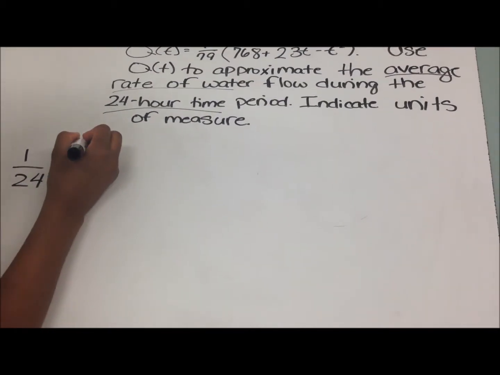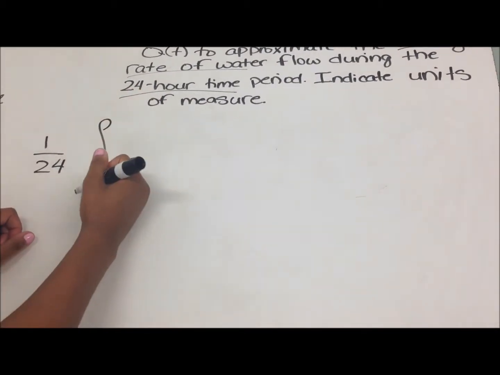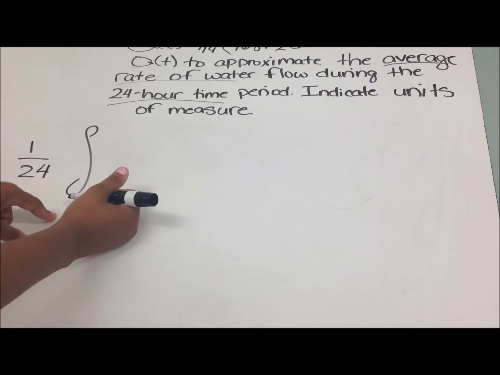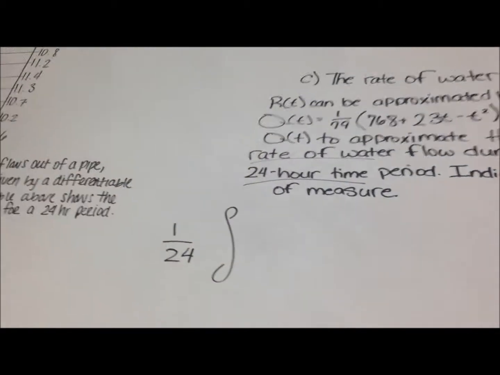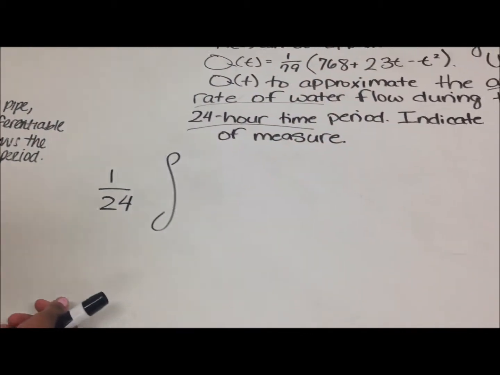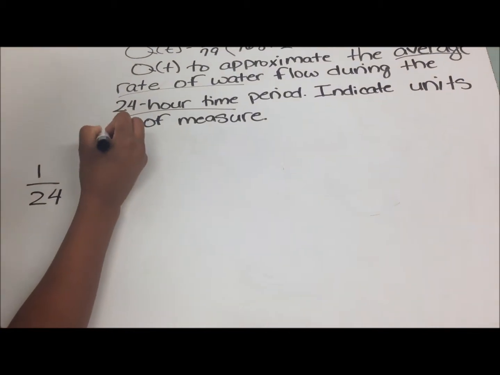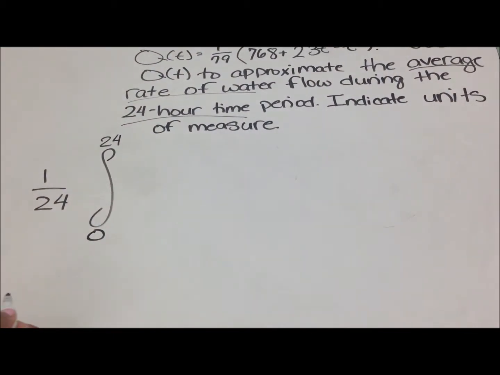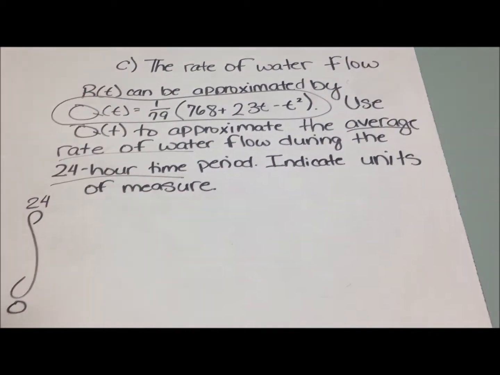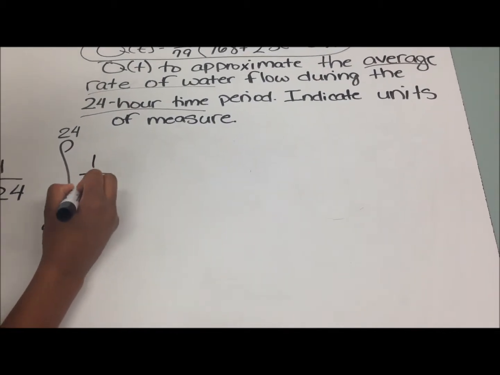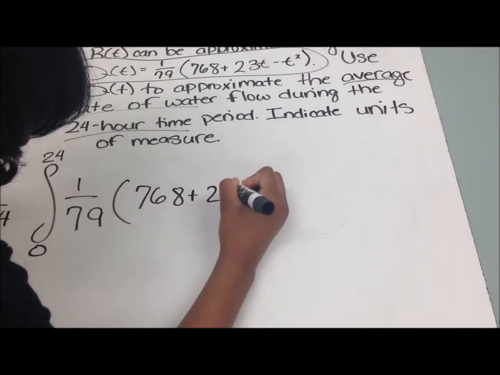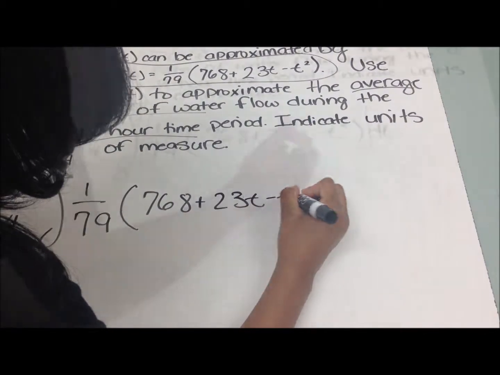Then you set up your integral. And with any integral, you have two limits that you need. The highest limit is going to go on top, and the lowest one is going to go on the bottom. Since on the chart, it starts at 0 and ends at 24, those are going to be the two limits. So you're going to have 24 to 0. Next, you're going to put in Q of t, which is this equation. So you're going to have 1 over 79 times 768 plus 23t minus t squared. And don't forget the dt.